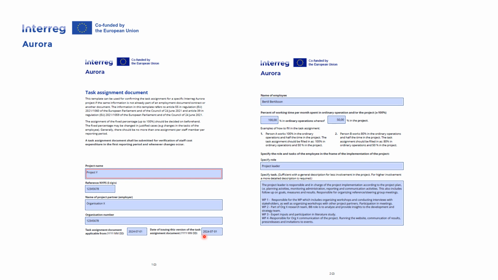Please check the examples on the template on how to fill in full-time or part-time employment and percentage in the project. Specify role. Here is where you fill in what role a person has in the project, for example, project leader or financial person. Here at Specify Task, you describe the tasks that the person will have in the project. As said in the previous slide, depending on the working percentage, it is expected that for higher percentages of involvement, task descriptions should be quite detailed, while for little involvement, a more general description could be okay.